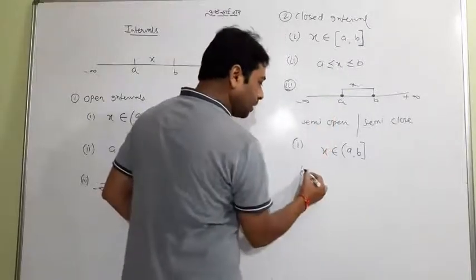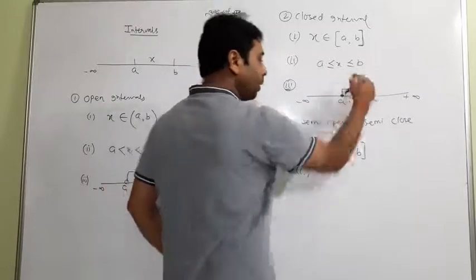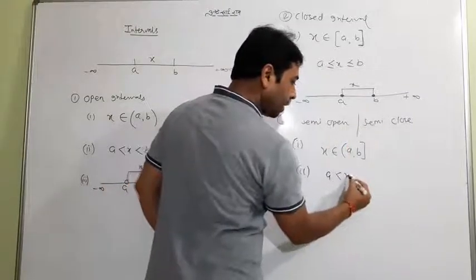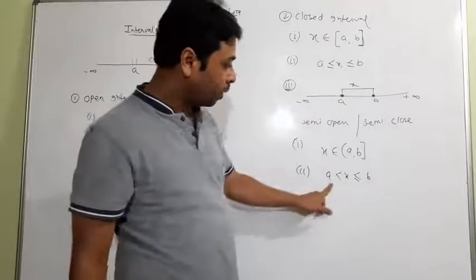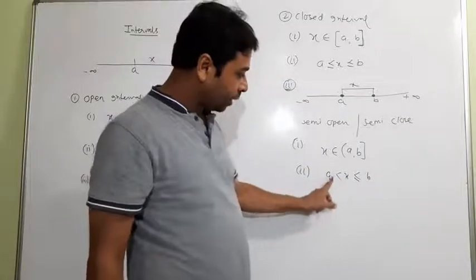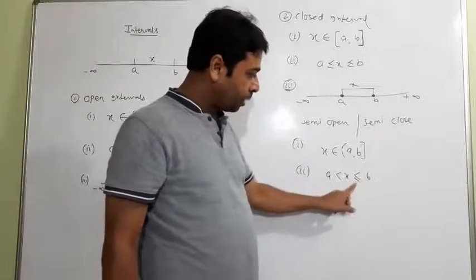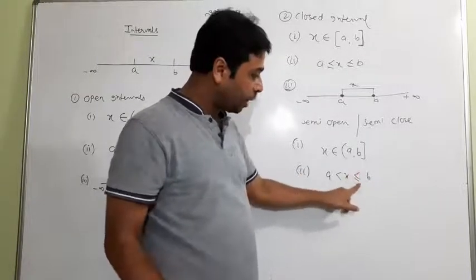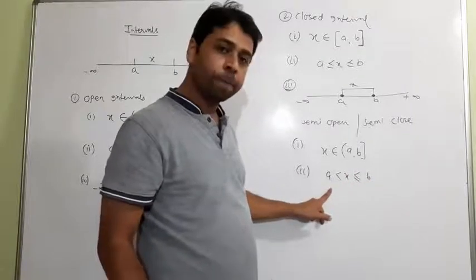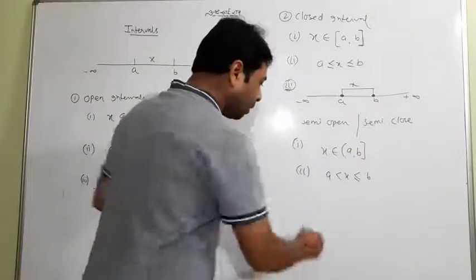And in the second sense, how can we create that? This means A less than X less than or equal to B, but here it is equal to, look at it. Now X cannot be equal to A, but X is greater than A, and X is less than or equal to B, meaning X lies between A and B, and in this sense X can be equal to B, but X cannot be equal to A, because it is an open interval.